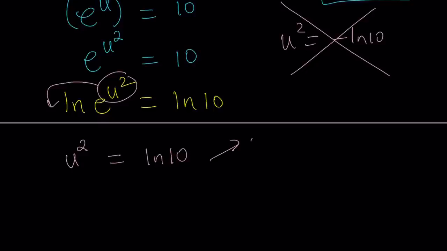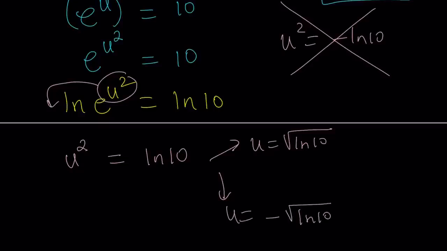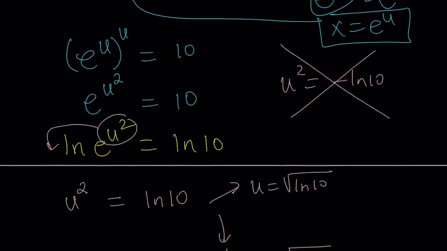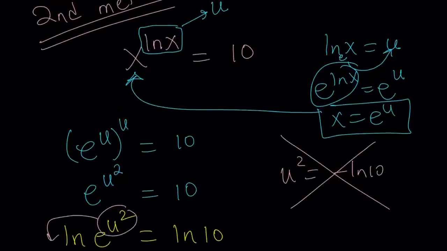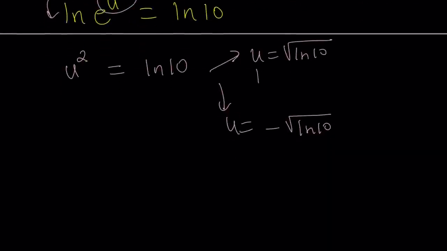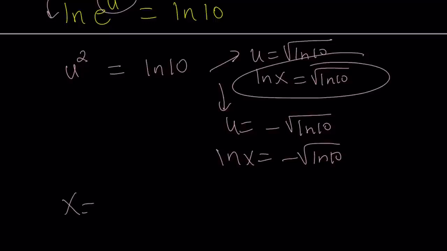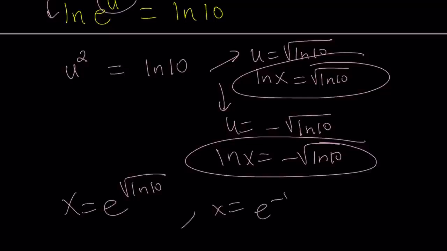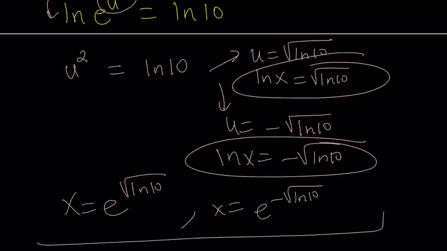Okay, so from here we get either u equals square root of ln 10 or u equals negative square root of ln 10. But what is u? u is ln x. So if ln x is equal to square root of ln 10, from here we get x equals, well, I'll write the solutions down here. There's not enough space. And here ln x equals negative square root of ln 10. So this gives us x equals e to the power square root of ln 10. And the second one gives us x equals e to the power negative square root of ln 10. And those are the same solutions that we got before.